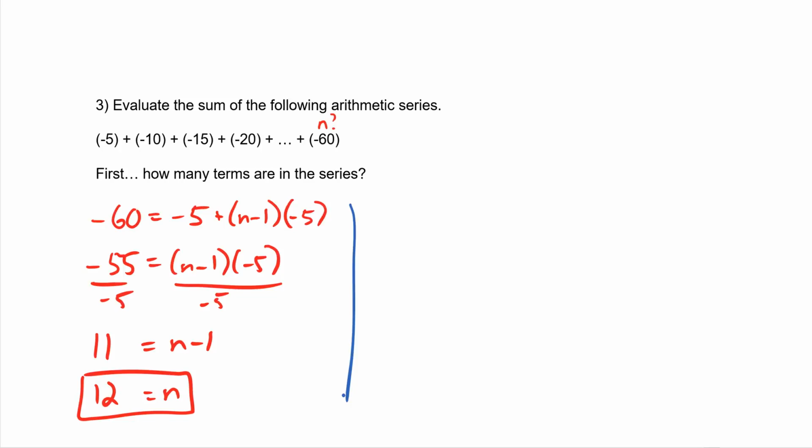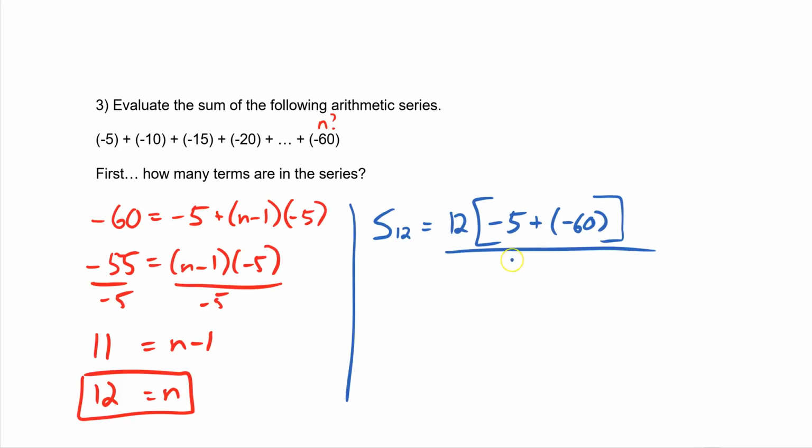Now at this point, you can use either one of those equations, because we know what the final term is and the first term, so the second one could be useful. We also know what the common difference is because we've seen a few terms in the series, so you could use the first one. In a situation like this, I'll typically use the second equation just because it's a lot shorter. So 12 times a, which is negative 5, plus the last term, negative 60. Now, for proper form, I should actually use square brackets on the outside of this, and then divide by 2. And we get our sum is negative 390.